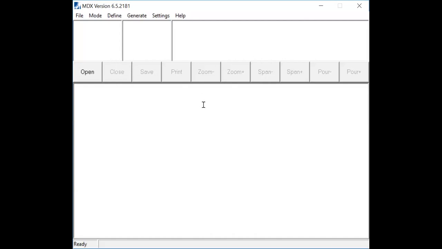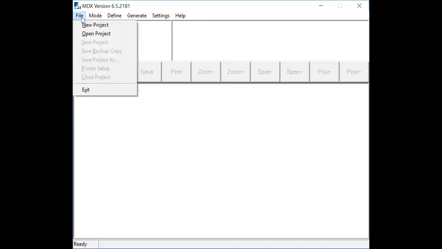Okay, so just now I didn't share the MDX interface, so now I am sharing the MDX software interface. I will repeat this part. After you open the software, the first thing you need to do is go to the file, and we will do a new project.